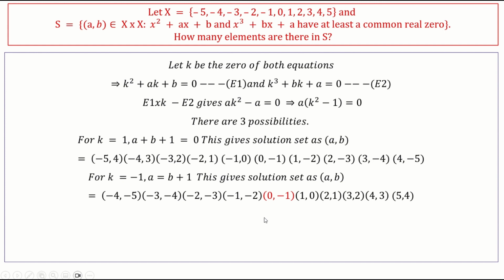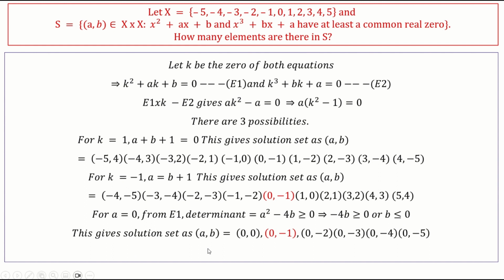Now the third possibility is a equal to 0. So when a equal to 0, what will you get? Because there is no other equation, you take equation 1. This is a quadratic equation, right? k square plus ak plus b equal to 0 is a quadratic equation. We know that it will have a real solution if the discriminant is greater than or equal to 0. So the discriminant of this quadratic equation e1 is a square minus 4b greater than or equal to 0, which implies, since a is 0, minus 4b should be greater than or equal to 0, or b is less than or equal to 0. So you take all the values of b less than or equal to 0 and a equal to 0. This is another solution set.